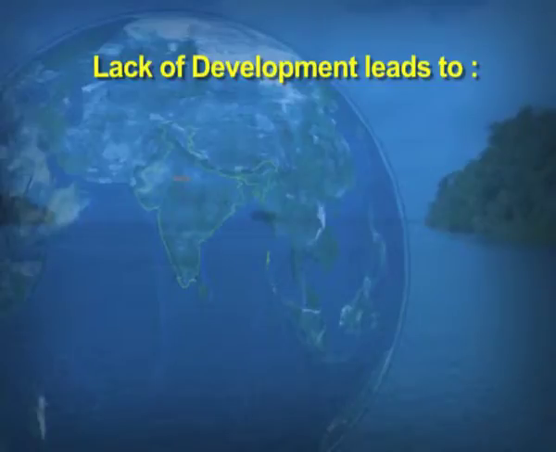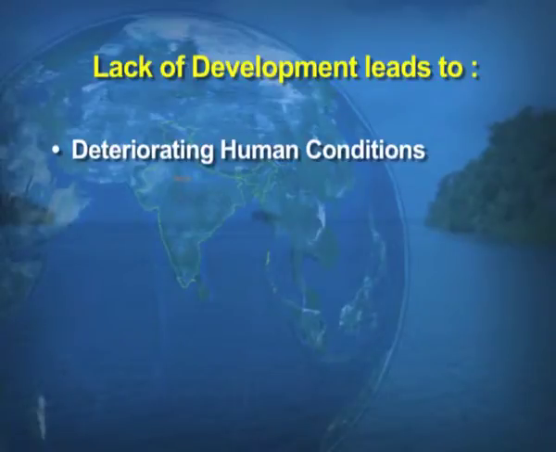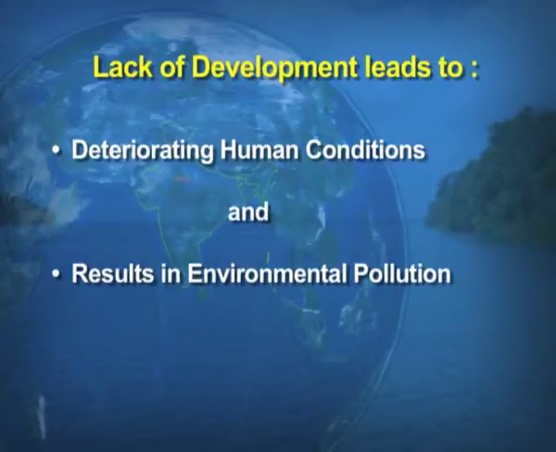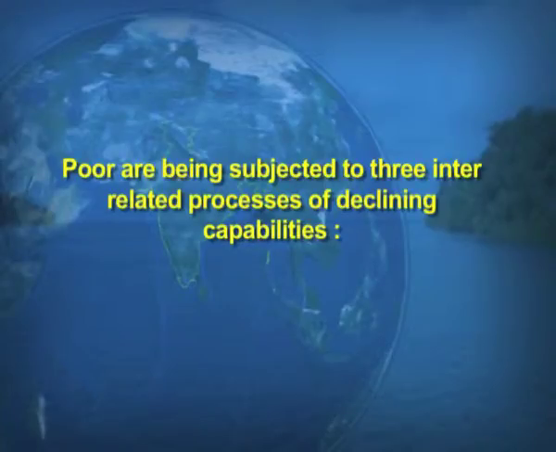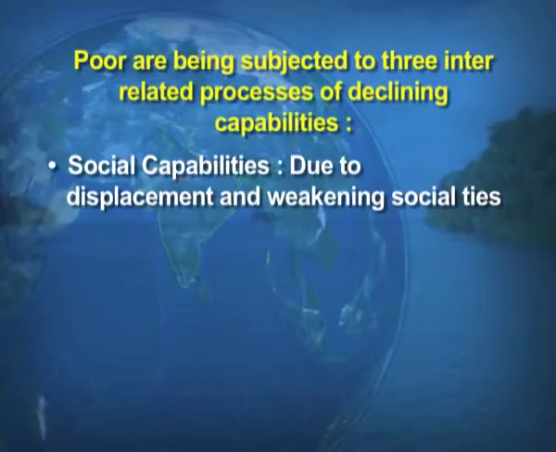Lack of development leads to two things. One, deteriorating human conditions, and number 2, environmental pollution. The poor are being subjected to 3 interrelated processes of declining capabilities. So, when I say declining capabilities, dear students, it is that they are deprived of certain facilities of life. One, that is social capabilities. This is due to the displacement and weakening of social ties.